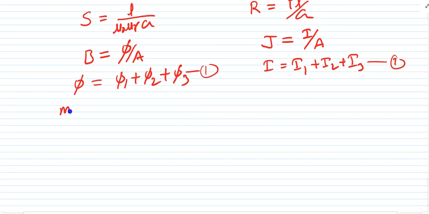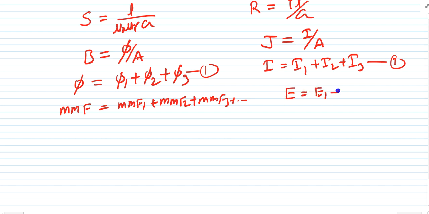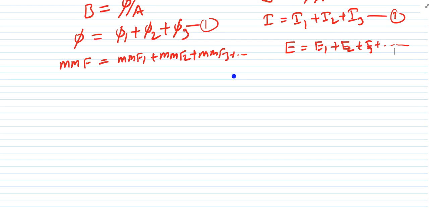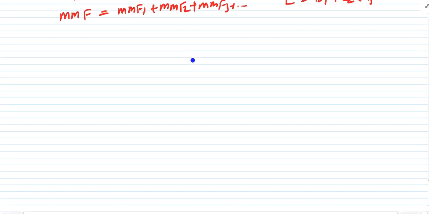Similarly, you can have MMF1, MMF2, MMF3 and so on, and in the electrical case voltage E1 plus E2 plus E3. So you can see the relations of the analogy and try to understand how they are possible.